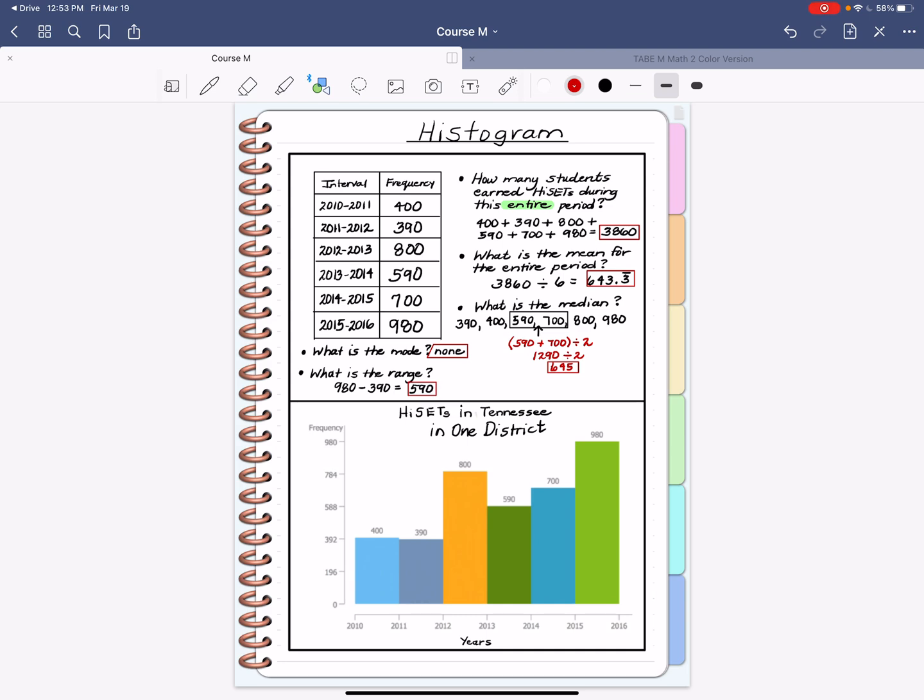Okay, one thought. Can you imagine what the histogram would look like since COVID has happened? If we were looking at a histogram of before COVID and after COVID, wouldn't that be interesting to find out what happened to our high sets during the COVID pandemic? I would really like to see that one.